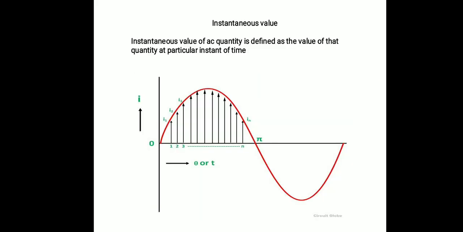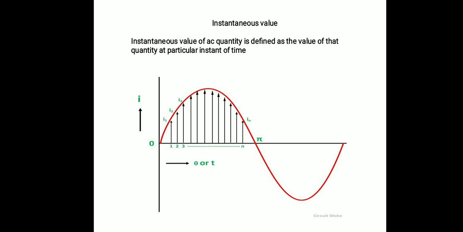Next one is the instantaneous value. So what is basically instantaneous value? Instantaneous value of an AC quantity is defined as the value of that quantity at a particular instant of time. If you find the value of that quantity at any instant of time, that value is called the instantaneous value. So if you see in the diagram, there is a sinusoidal waveform. On the x-axis there is time, and that time begins from 0, and there are different time instants: time instant 1, time instant 2, time instant 3 up to time instant n, and each time instant has a corresponding value of the AC quantity, which is I1, I2, I3 and In.